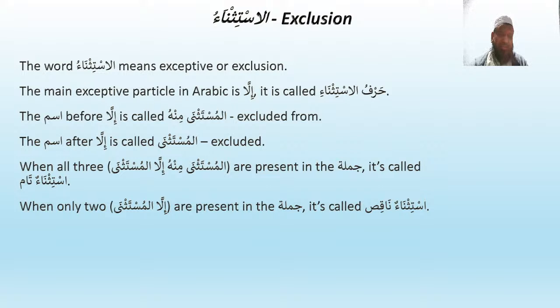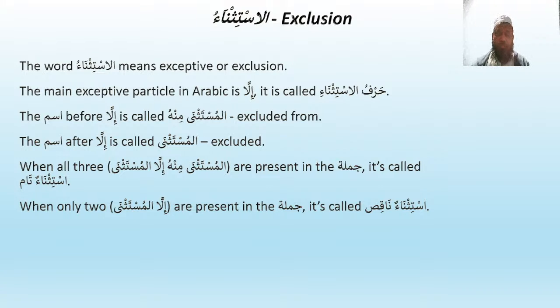Just remember istisna tam is when all three are mentioned. Look here, I put all three for you. Suppose this is the word before illa, mustasna minhu. After illa, mustasna. Mustasna minhu, illa, mustasna. So this is called istisna tam. When only illa and the word after are mentioned, there is no before. The word before is not mentioned. Only illa.